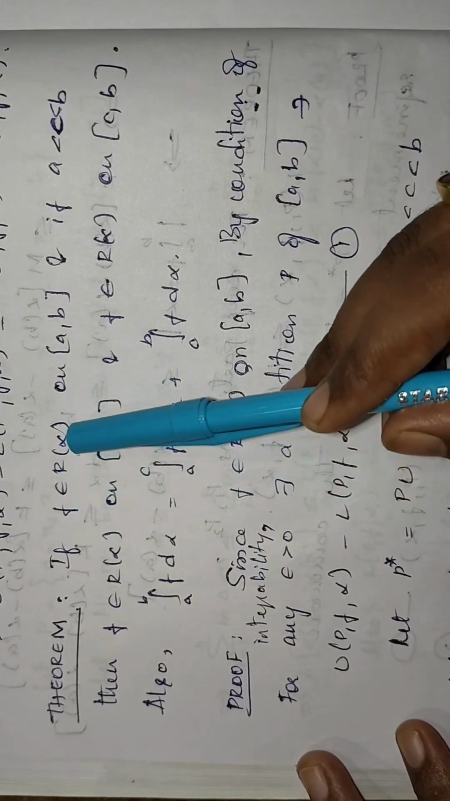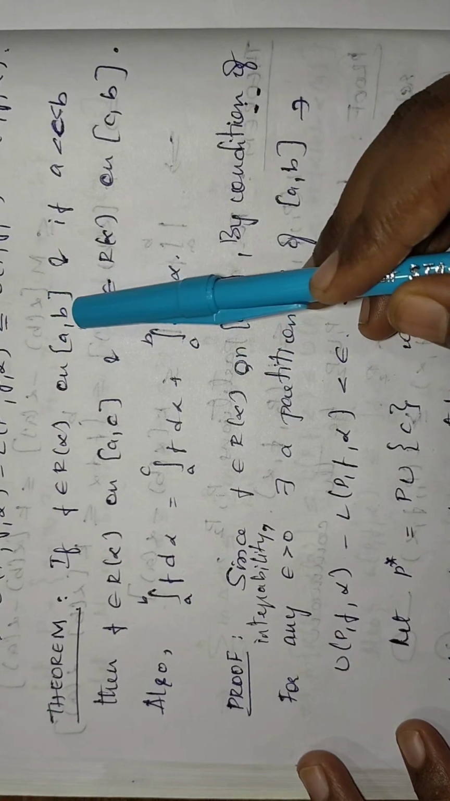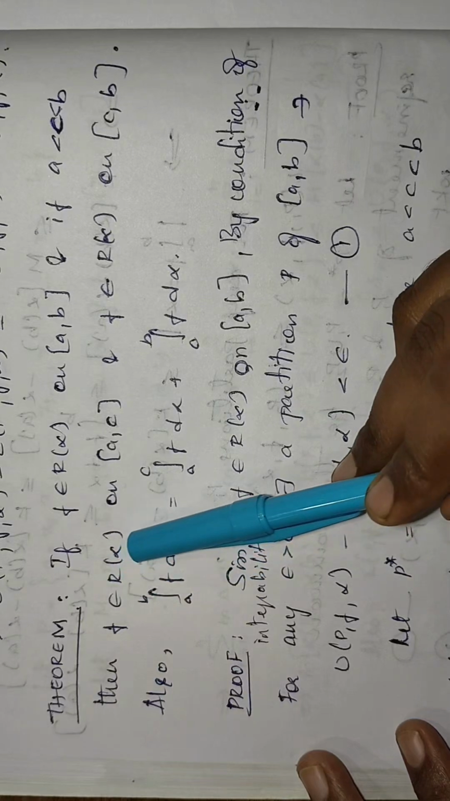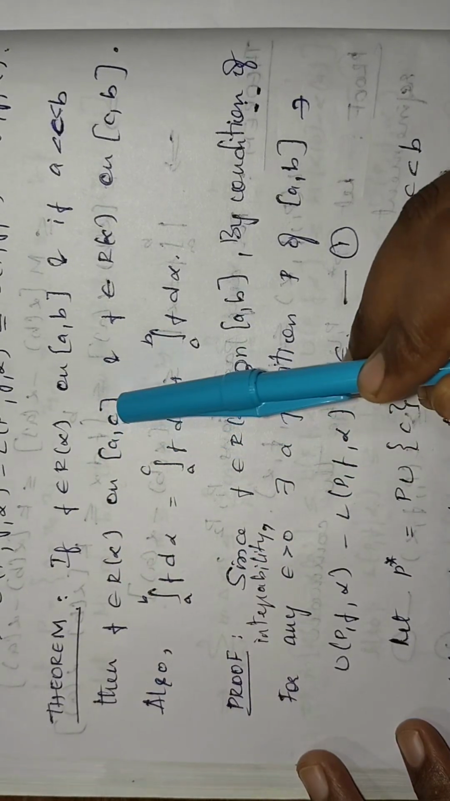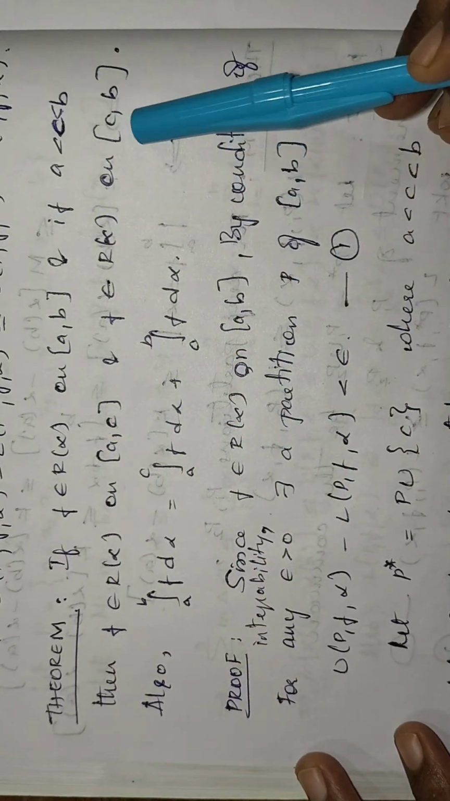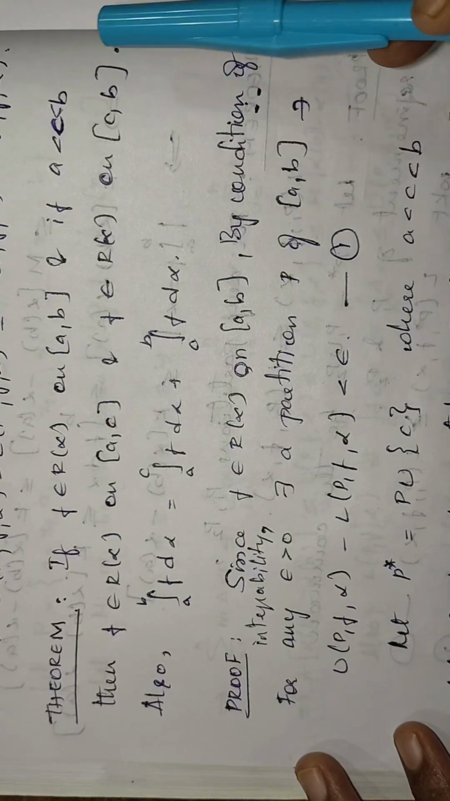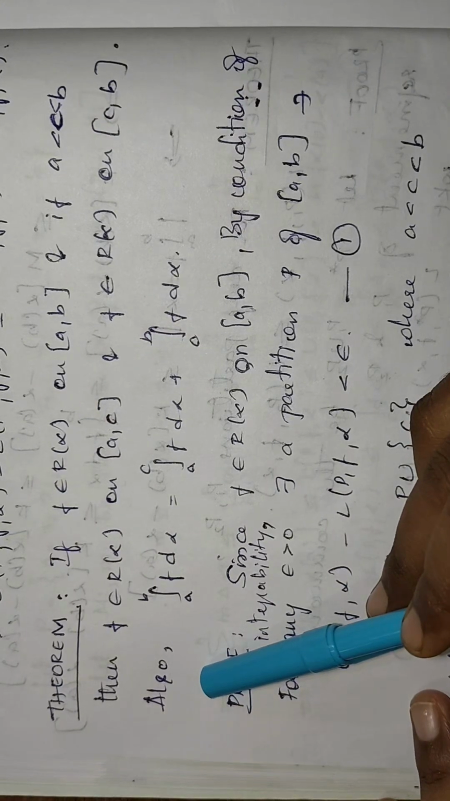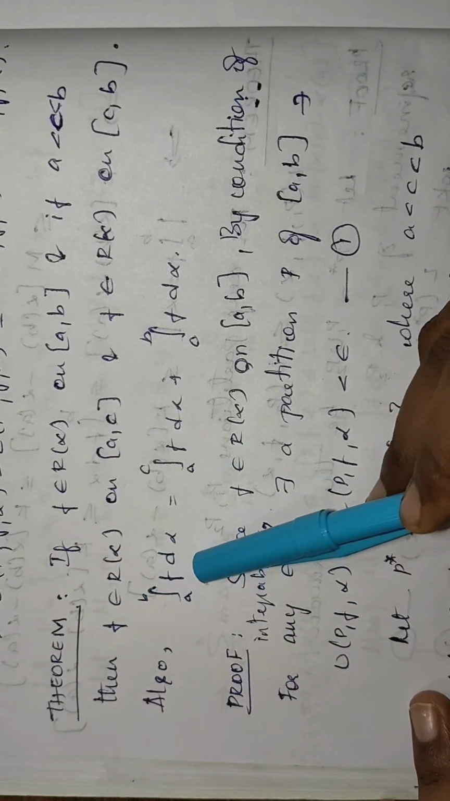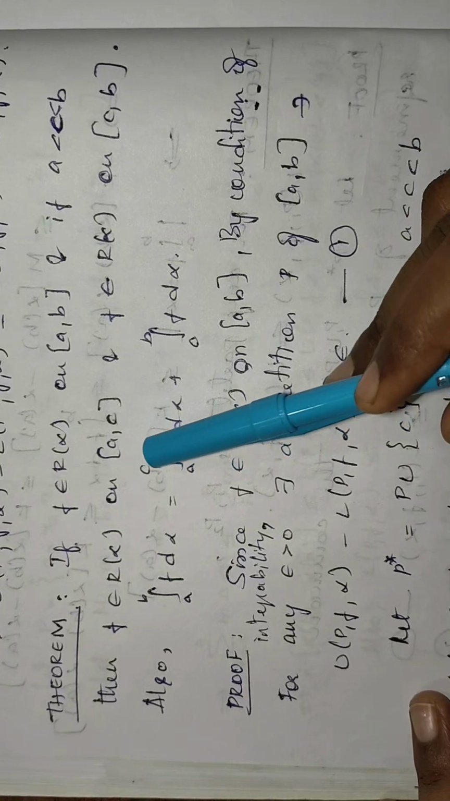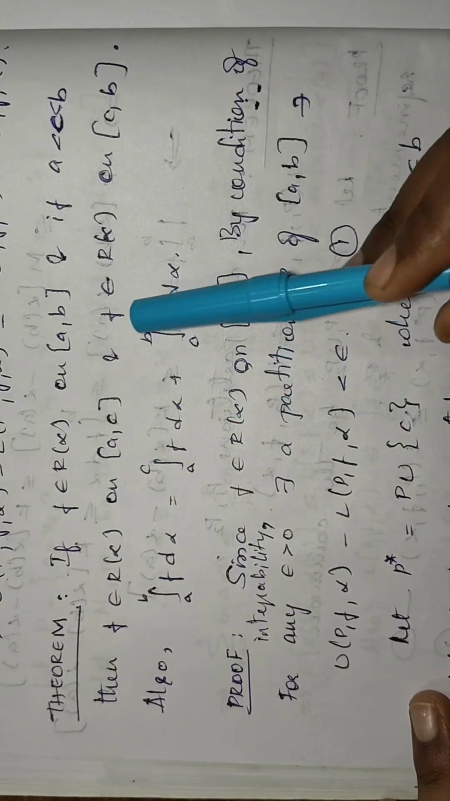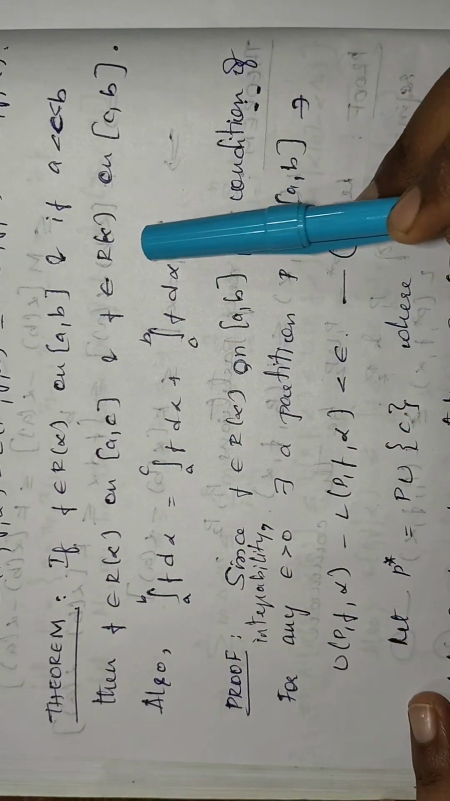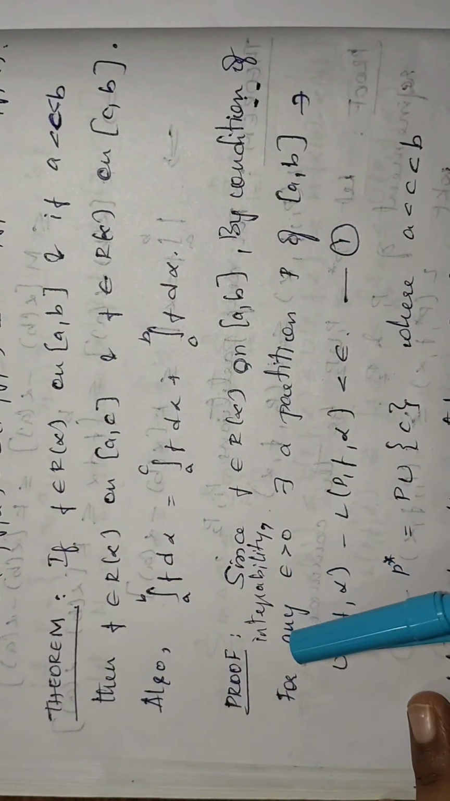If f belongs to R of alpha on closed interval a comma b and c is any intermediate point, then f belongs to R of alpha on closed interval a c and f belongs to R of alpha on closed interval c b. This is the first part of the theorem. And the second part is that integral a to b f d alpha is equal to integral a to c f d alpha plus integral c to b f d alpha. So this is what we need to prove in the second part. Now let's move on to the proof.